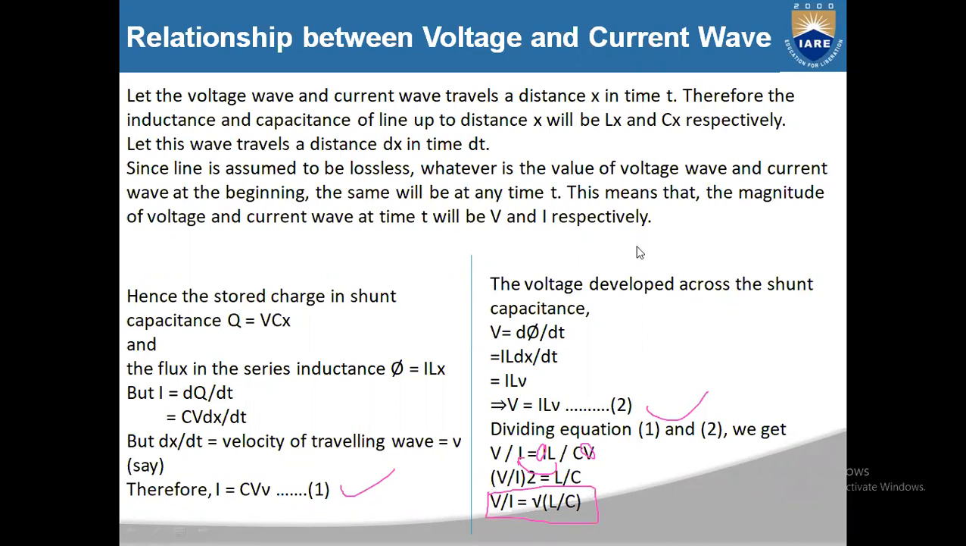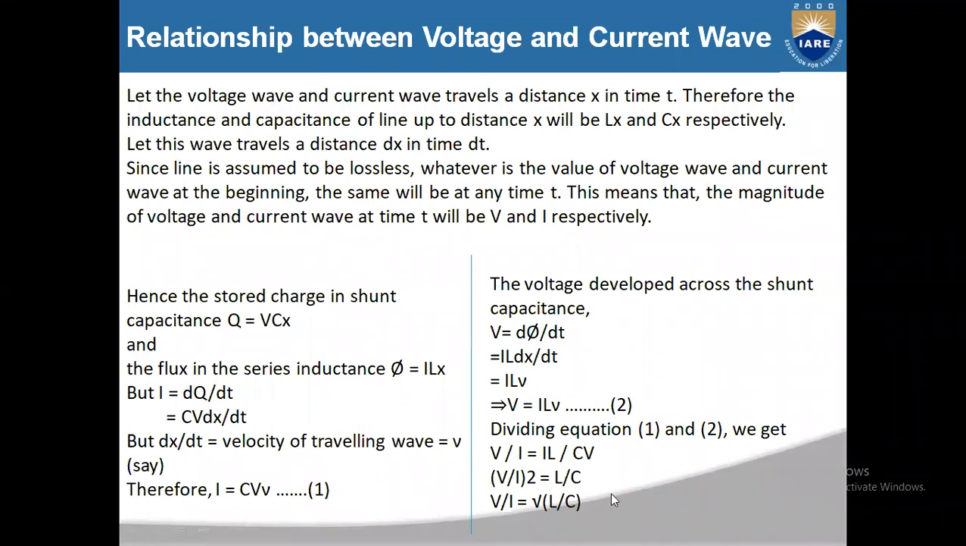Now from this equation, what can you say? V by I is nothing but impedance. So the impedance of the transmission line will be equal to root L by C. This impedance you can also call a surge impedance, or characteristic impedance. So the characteristic impedance or surge impedance of the transmission line Z is equal to square root of L by C.